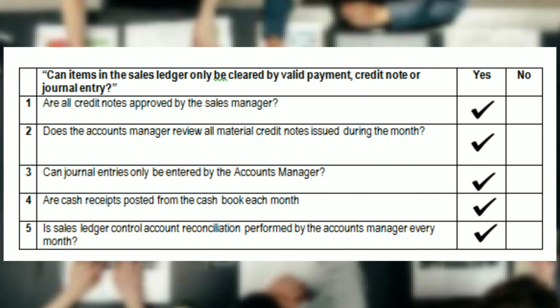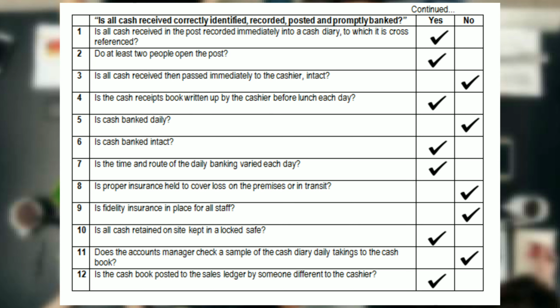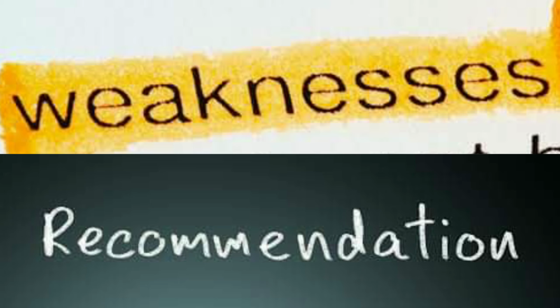This is the fifth set, and all the questions have been answered by a yes. This is the last set of questions. Some of the queries have been answered by a yes, and some are no. Since we are tasked to plot weaknesses and suggest recommendations, we have observed 5 weaknesses together with recommendations on how these loopholes should be addressed.